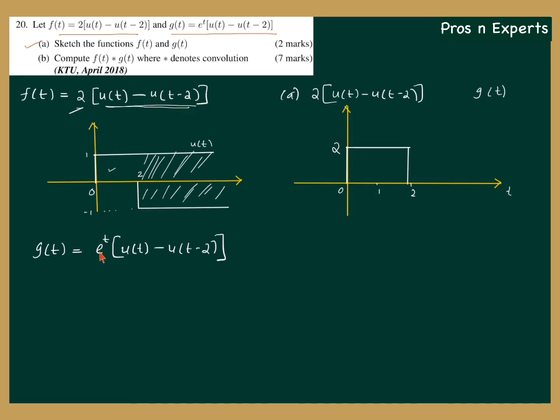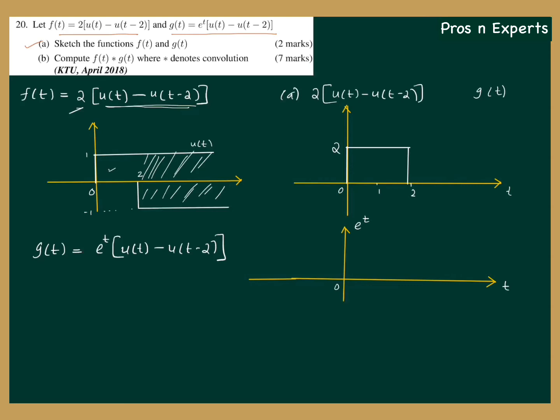What is e raised to t? It is an exponential signal. What kind of exponential signal? It is an increasing exponential signal. That's right, increasing exponential signal. So I can plot increasing exponential signal e raised to t. Okay, I'm going to plot e raised to t on this axis.